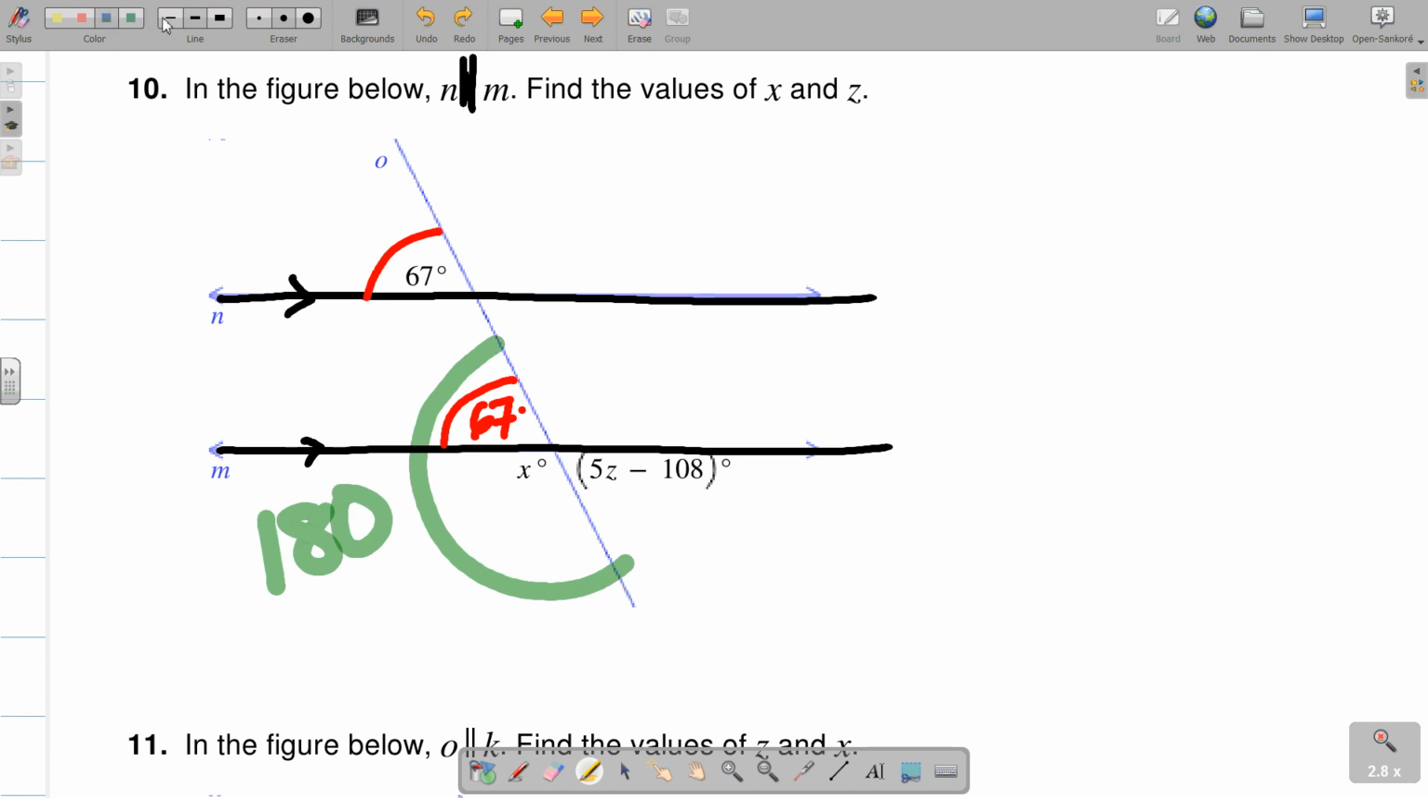So knowing that, I'd like you to solve for X. I think you can see that it's going to be X plus 67 equals 180. Solve for X.